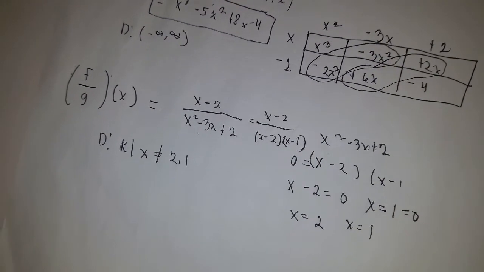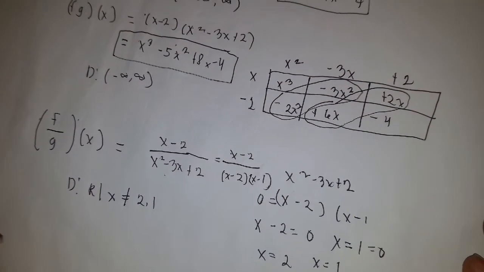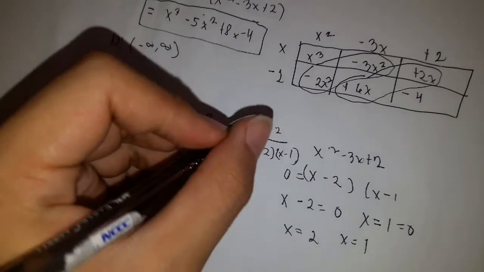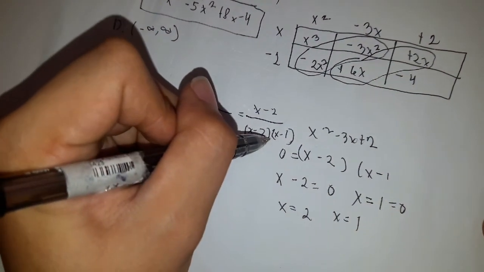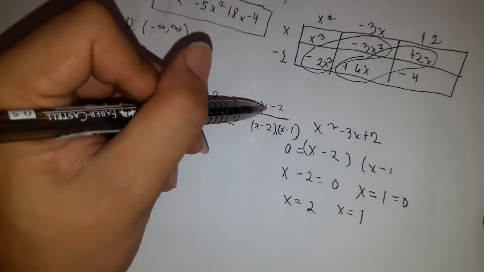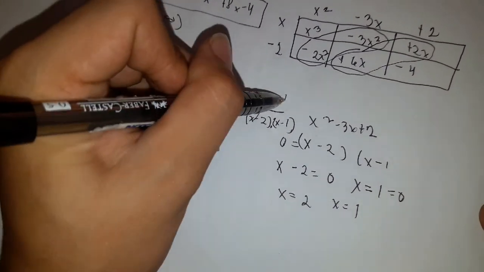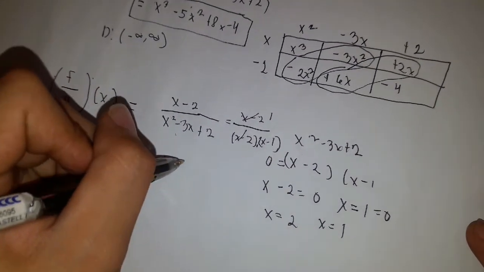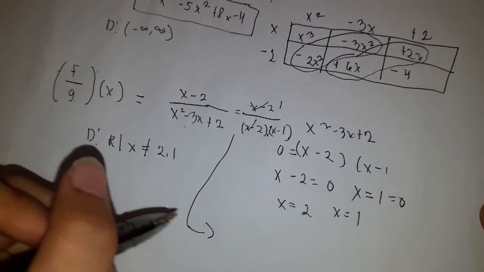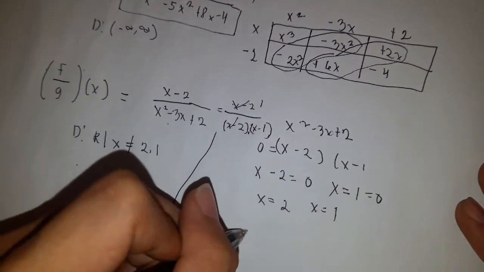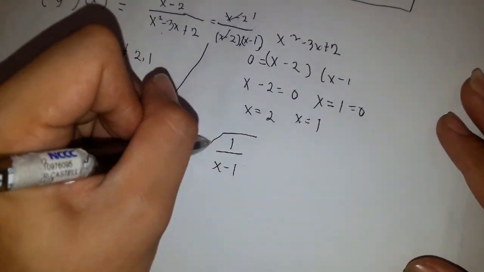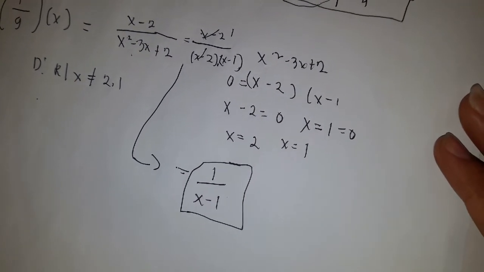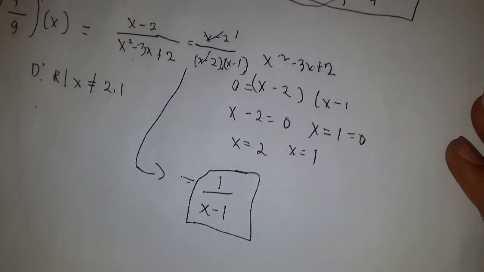I just want to make sure you know this. When we simplify this, my x minus 2 in the numerator and my x minus 2 in the denominator divide out by multiplication, so there's only one x minus 1 left. We can't simplify it any further. So the final simplified answer is 1 over x minus 1. Always look for factoring and simplifying, and so forth.